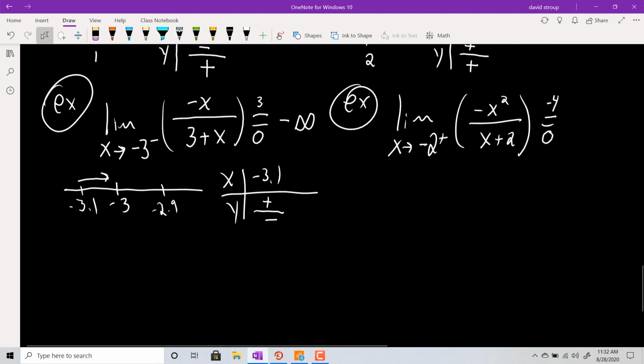All I have to do is figure out the sign. So I'm coming into negative 2 from the right. Oops, wrong. Well, yeah, I'm right, it's coming in from the right. It's real easy to screw it up, you know.